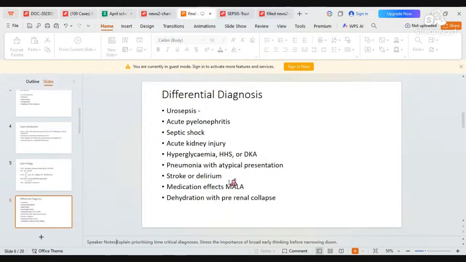This patient, on examination, was found to be drowsy. She had an AMT of 5, so she could even be delirious or even having a stroke. It could be medication effect, maybe looking at metformin-associated lactic acidosis. These are things I thought about, right? These are my differential diagnoses for this case.